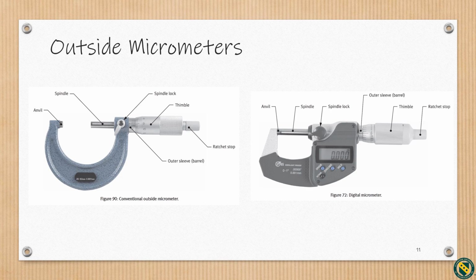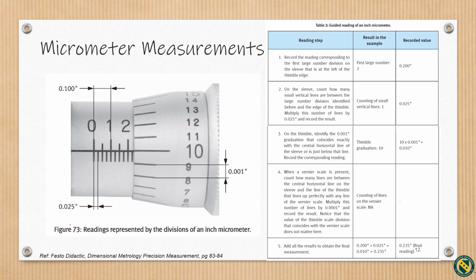The conventional micrometer resolution here is a thousandth of an inch, similar to our vernier caliper. While this high quality and much more expensive digital micrometer can read measurements down to 0.00005 inches. This might be used for critical parts with very tight tolerances. Here we see a typical micrometer measurement and a step-by-step procedure for reading the micrometer.